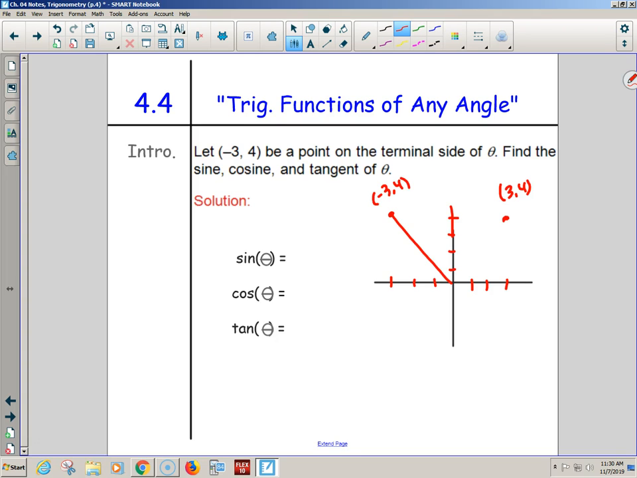But pause. Sine is built on opposite. Cosine is built on adjacent. Tangent is built on opposite over adjacent. When the triangle is drawn, which way? To the x-axis or to the y-axis? Because that way I can think that's my x and that's my y. That makes sense.